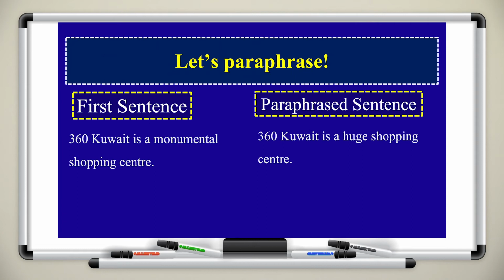Here we have the paraphrase sentence. 360 Kuwait is a huge shopping center. So we change the word monumental into huge. The same meaning, however, we use a different vocabulary item.